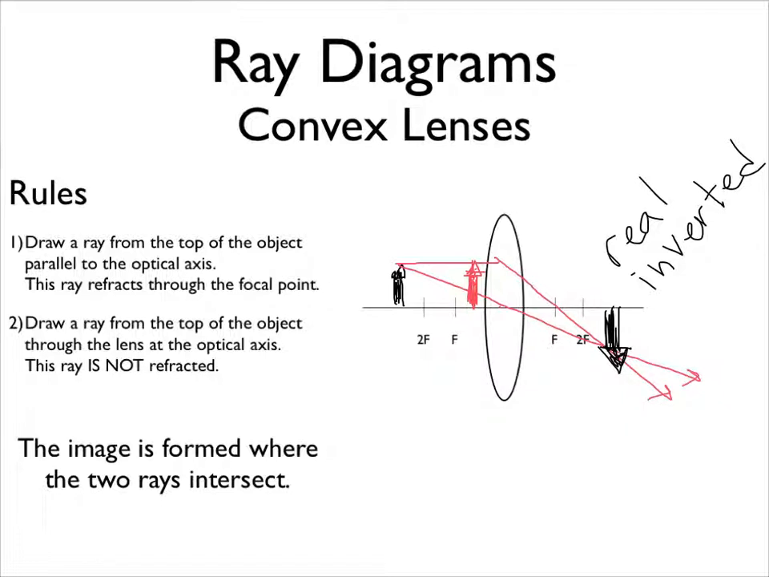And so now we're going to follow our rules. We're going to draw a ray from the top of the object parallel to the optical axis, and it's going to refract through the focal point. And so it's going to start out similar. It's actually going to be very similar to this other one because it was the same height. And so it's going to go this way and refract through the focal point. The second rule says draw a ray from the top of the object through the lens at the optical axis. This ray is not refracted. So here we're going to see something different now.